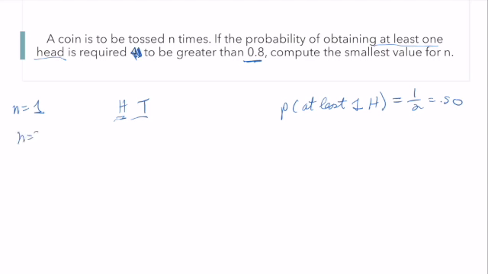Now I have n equals 2. What's the size of my sample space going to be? Remember, I'm flipping a coin. So I have 2 choices for my first coin and 2 for my second coin, 2 to the second. So my sample space is going to have 4 different outcomes. Remember, the sample size for a coin toss is going to be 2 to the n, where n is the number of times we toss the coin.